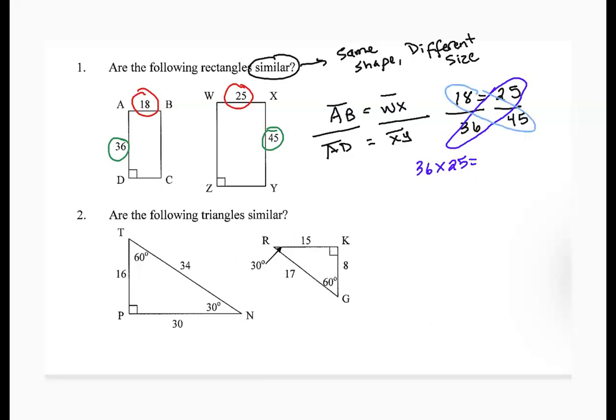So let me get my calculator. 18 times 45 gives me 810. Then on the other one, 36 times 25 is 900. So as good math students, we know 900 is not equal to 810. So these are not similar.